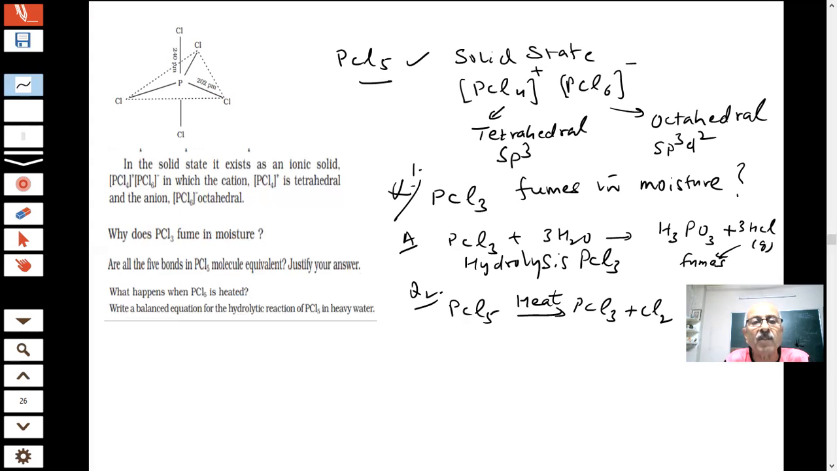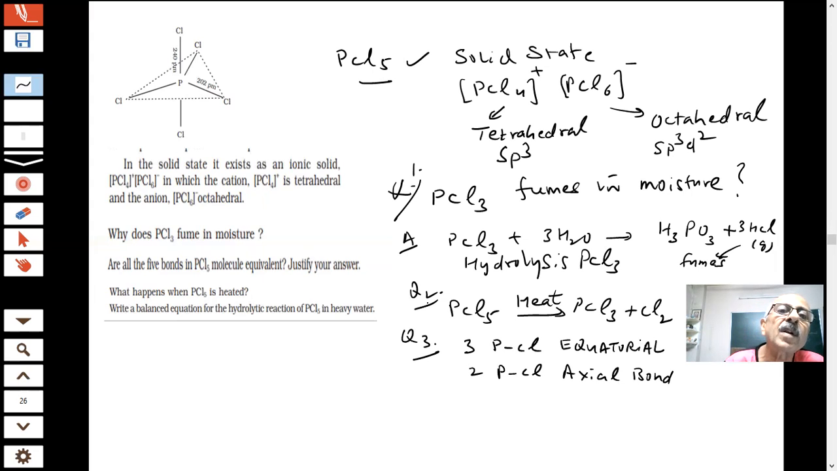Are all the 5 bonds in PCl5 equal? No, all 5 bonds are not equal in PCl5. The structure is trigonal bipyramidal, so there are 3 equatorial bonds and 2 axial bonds. Axial bonds are longer than equatorial bonds.